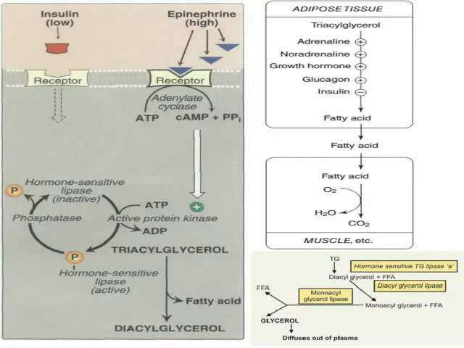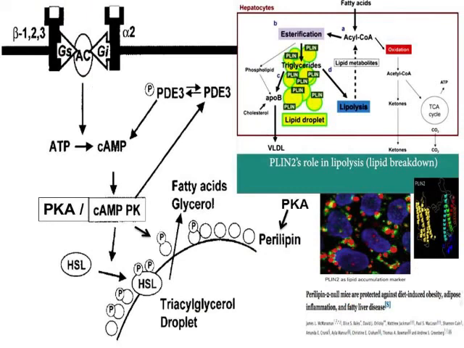When the blood glucose level goes down and blood insulin level becomes low, and blood glucagon, adrenaline, noradrenaline, and growth hormone levels rise, they activate hormone-sensitive lipase in adipose tissue. Adrenaline and glucagon play an important role in the hormone-sensitive lipase activation process.